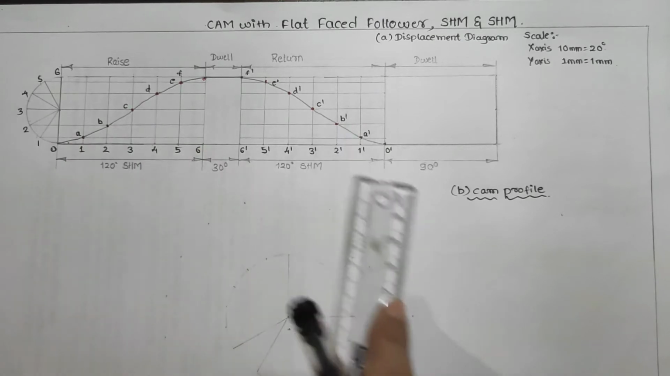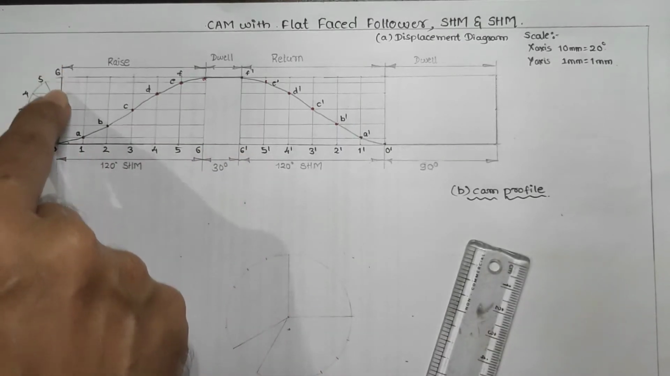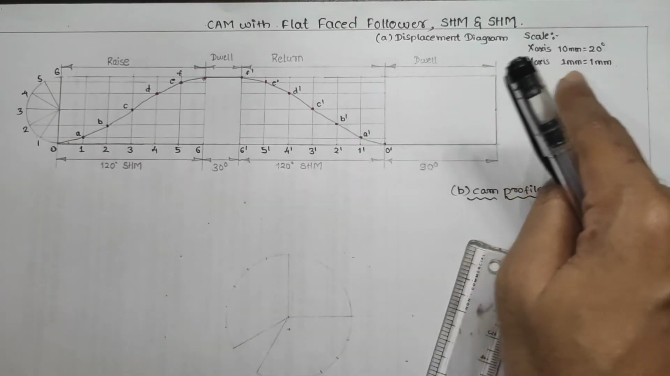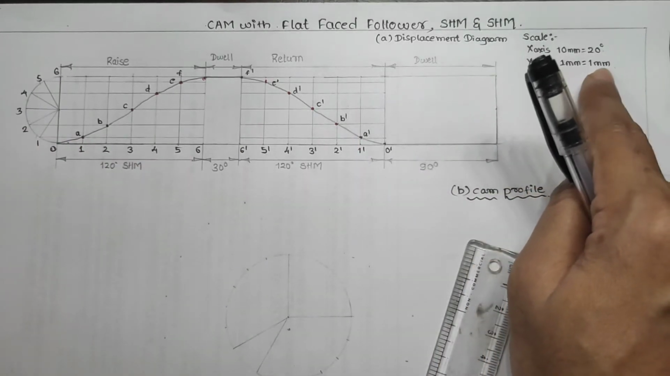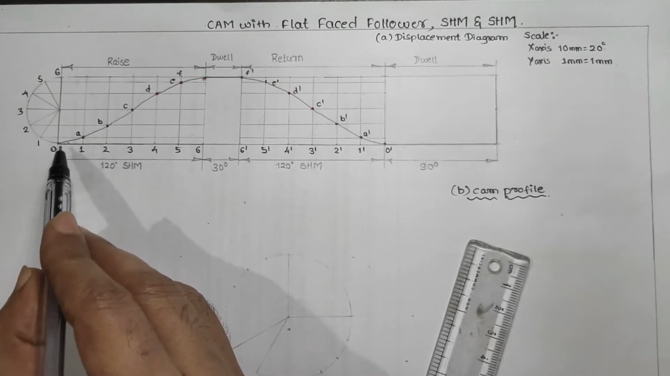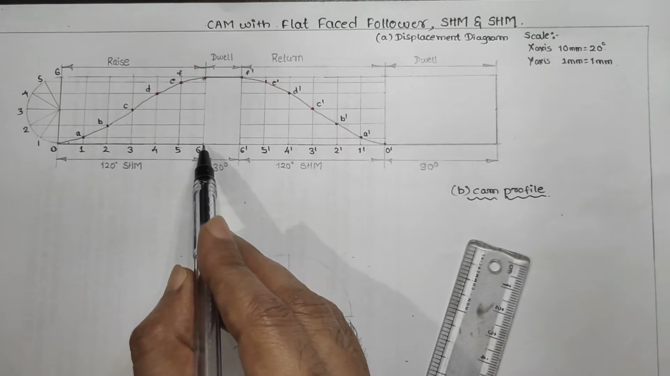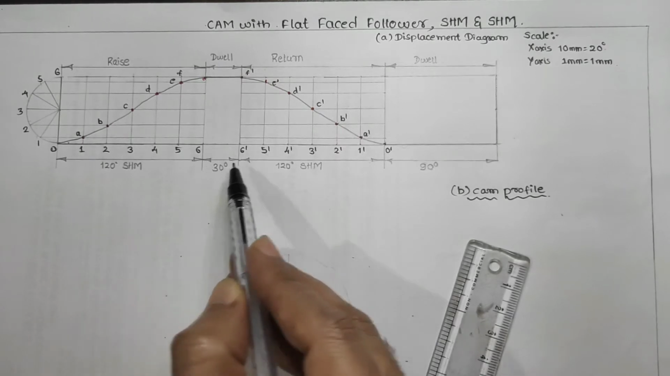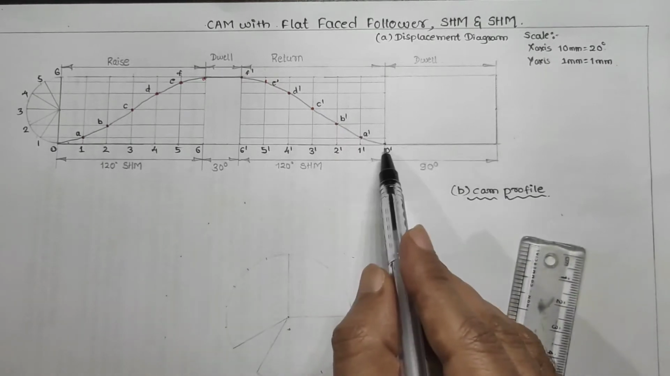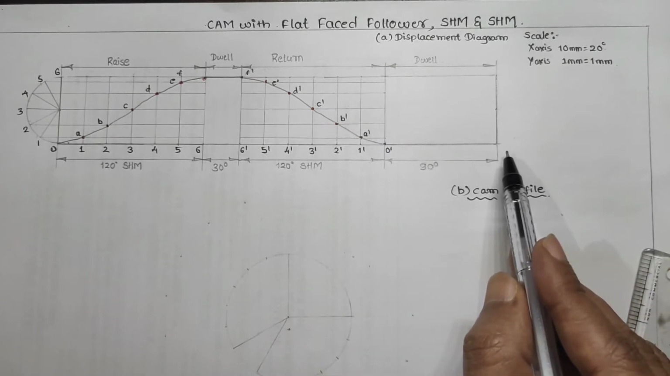the scale in the y-axis and in the x-axis. In the y-axis it is 25 mm, so we have taken the scale 1 mm equal to 1 mm, and in the x-axis we are taking the scale of 10 mm equal to 20 degree. So from here it is 120 degree, then from here to here it is 120 degree, and the remaining will be the 90 degree of the second dwell.